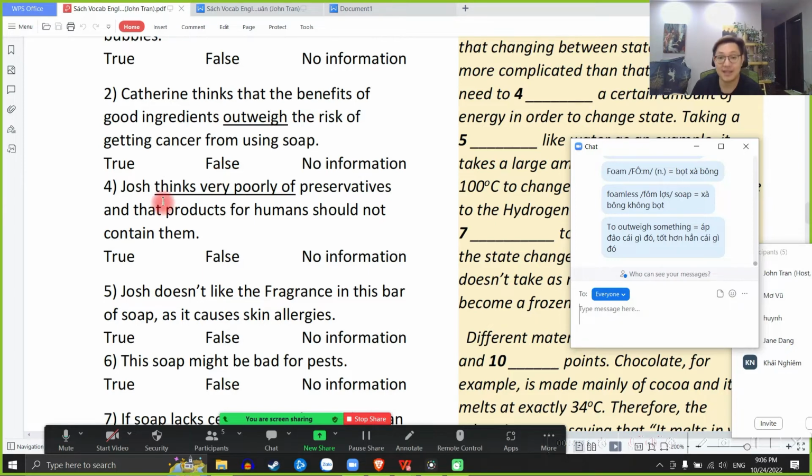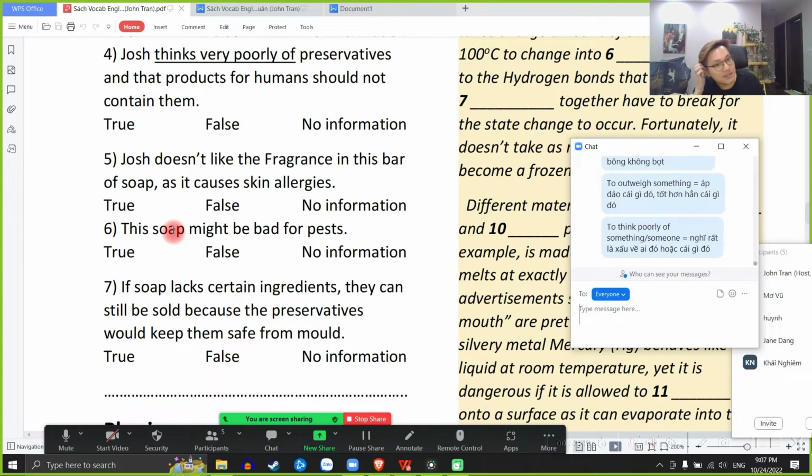Number 4, Josh thinks very poorly of. To think poorly of something or someone. Nghĩ rất là xấu về ai đó hoặc cái gì đó. To think poorly of something or someone. Josh thinks very poorly of preservatives. Josh nghĩ rất là xấu về những cái chất bảo quản. And that products for humans should not contain them. Và rằng những sản phẩm cho con người không nên chứa chúng.